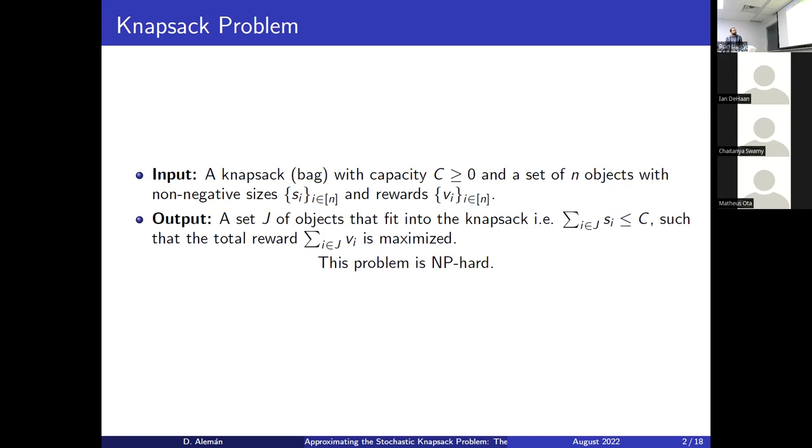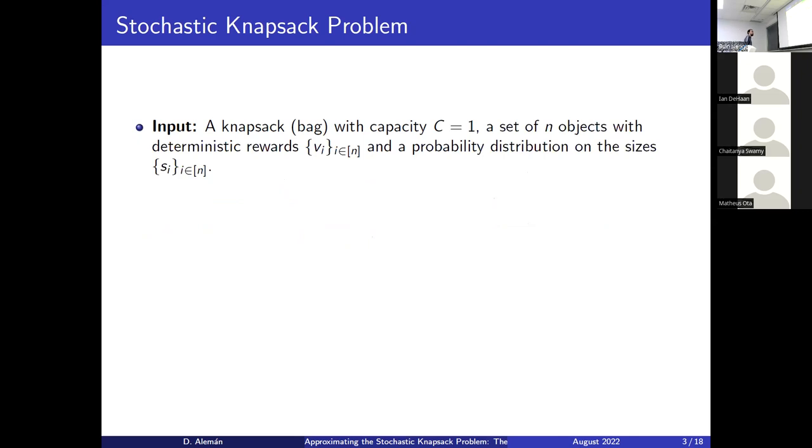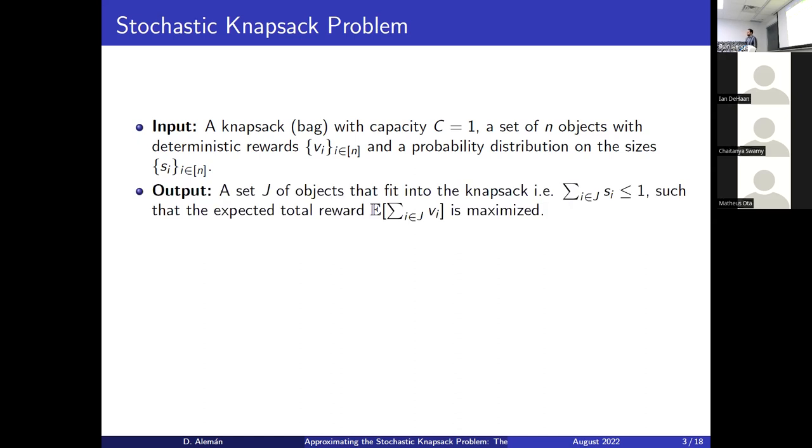Let's add some randomization to this problem. So now the stochastic setup we are going to consider is the following. We will assume throughout this talk that the capacity of the knapsack is equal to one for simplicity. Now, our input is a set of n objects with deterministic rewards v_i, and a probability distribution on the sizes s_i of the items. The output should be a set J of objects that fit into the knapsack, such that the expected total reward is maximized. So we want to come up with an algorithm that maximizes the expected value of the total reward that we obtain from these items.